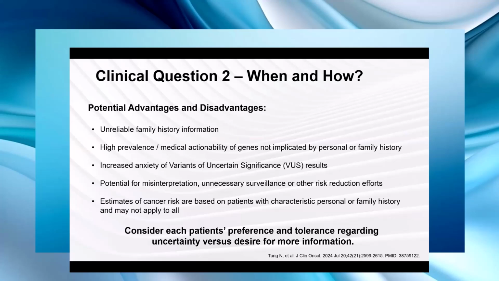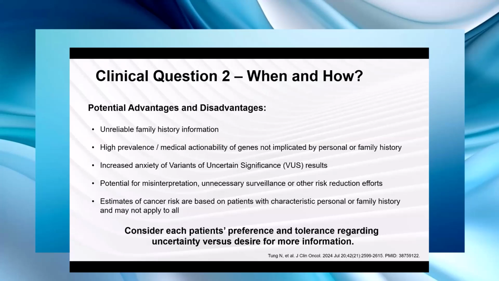A few factors to consider would include something like the potential for unreliable family history information. How good of a historian is that patient who's providing family history information? Whether or not there's a high prevalence or significant medical actionability of the genes that are not implicated by personal or family history, increased anxiety for that patient about variants of uncertain significance and those types of results. Whether or not there's a potential for misinterpretation, unnecessary surveillance, or other risk reduction efforts.